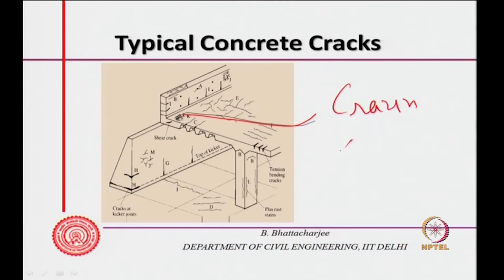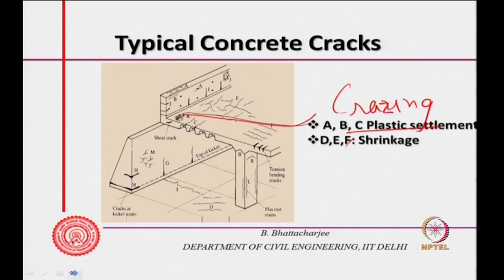You can see very fine cracks, surface cracks, crazing, C-R-A-Z-I-N-G, fine crazing. These are surface cracks. This also comes because of shrinkage, but D, E, F. So, this is E and D is here, D, E and F is here. These are shrinkage cracks. So, shrinkage cracks might appear like this.